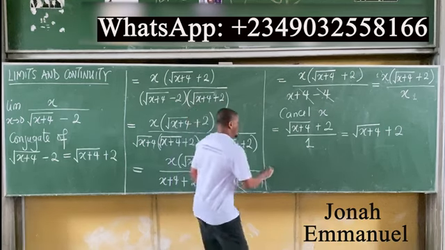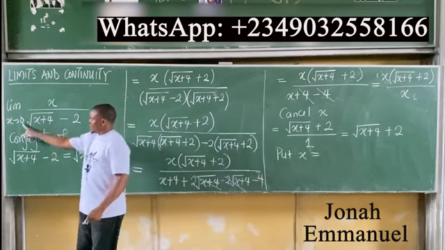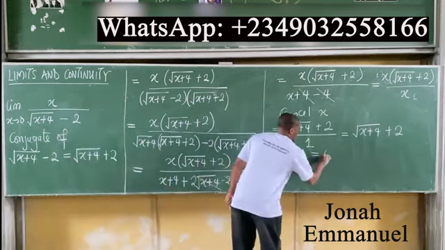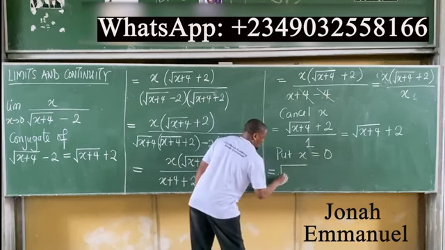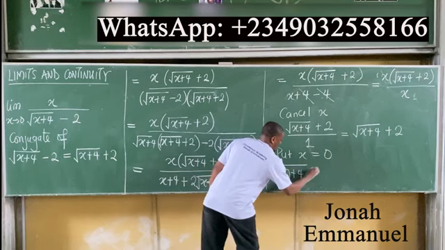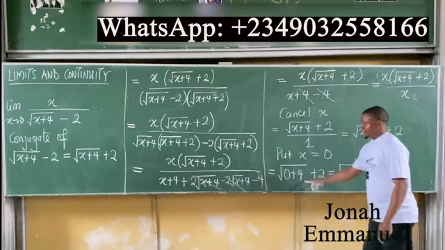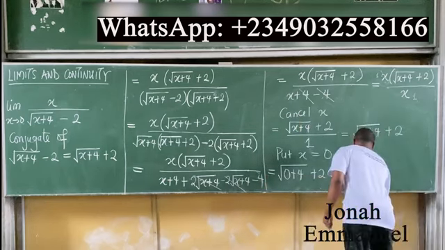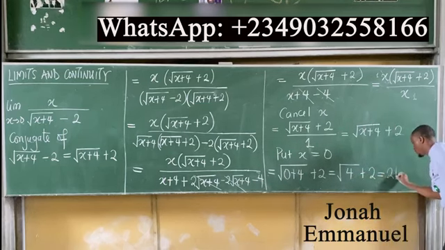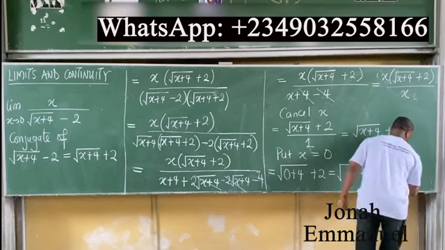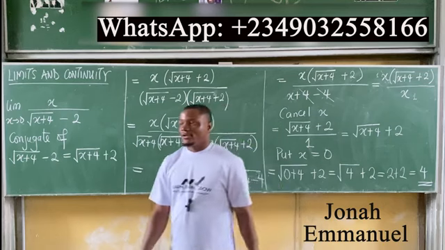What do you do here? Put x as equal to, what limit were you given here? Put x as 0. If I put x as 0, root x plus 4 becomes what there? Root 0 plus 4, plus 2. And that's equal to root 4 plus 2. Root 4 is what there? 2 plus 2. And that gives you what? 4. So the answer there is 4.